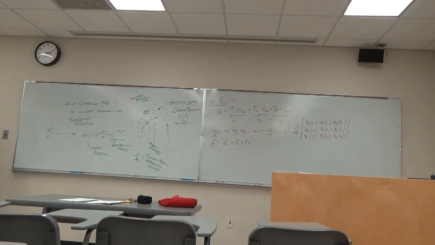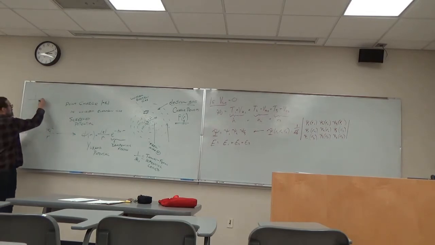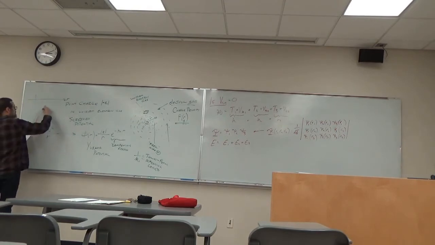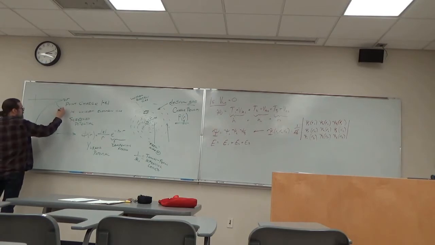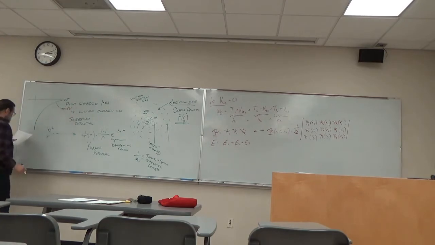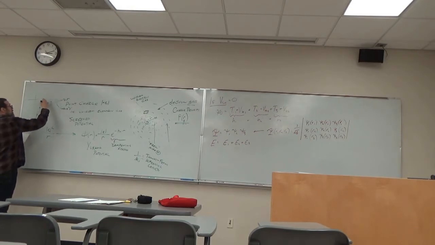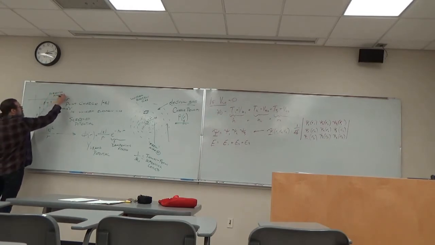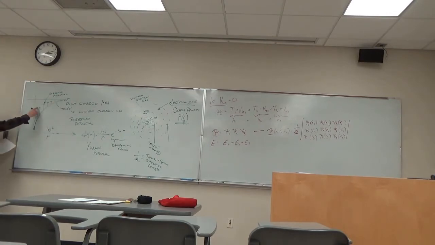In essence, what's happening is we are turning our potential from something that does this to something that does this. So we are pushing up the potential. Near the nucleus, you still have a fairly steep drop-off, but as you get further away, you're feeling less force attracting the electrons.